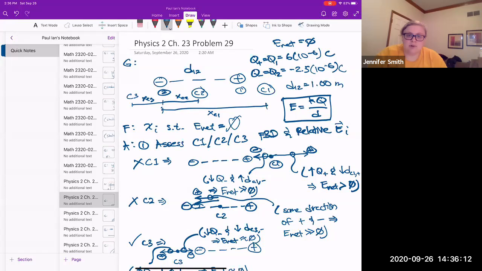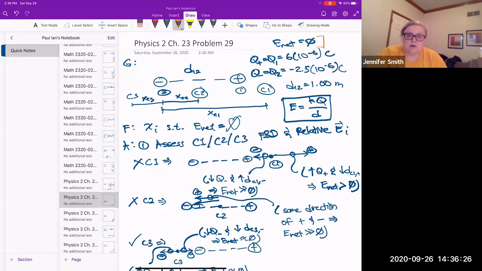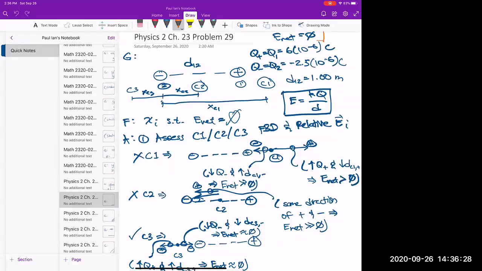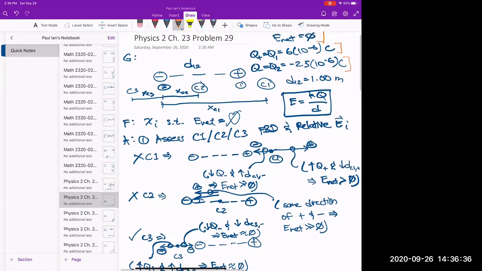Okay, let me just go through it. It's saying the point, other than infinity, at which the electric field is zero. So the very first assumption is that the electric field is zero, E net is zero. Then for givens, he gives you Q1, Q2, Q positive, Q negative. Every time I would redraw the picture.